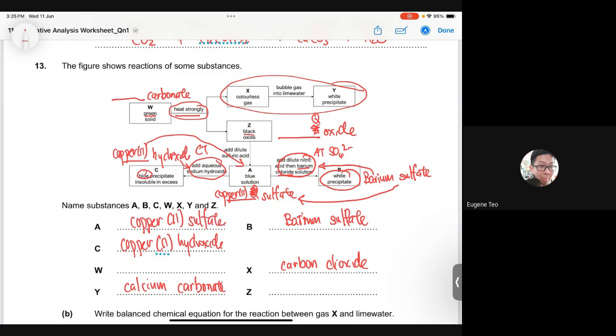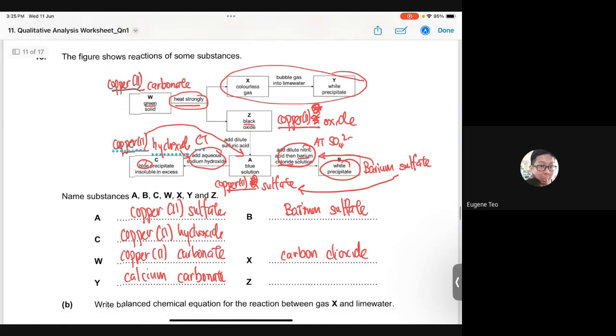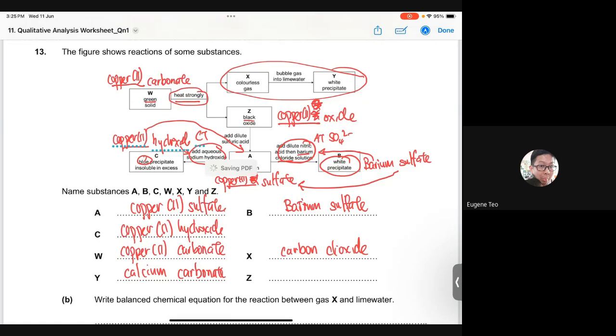And where did the copper 2 come from? It must have come from here. So this must be copper 2 oxide. And where did the copper 2 oxide, the copper 2 come from? From Z, it must have come from W. So W must be copper 2 carbonate. So trace back where the things come from. So W I know now is copper 2 carbonate. So I have all this. Oh, one more, copper 2 oxide over here, to write finish every single thing.